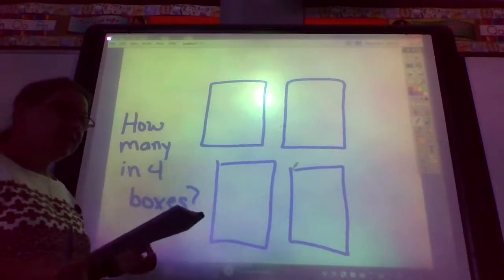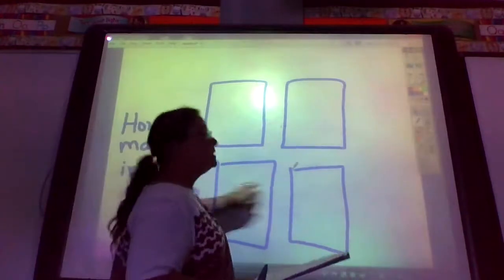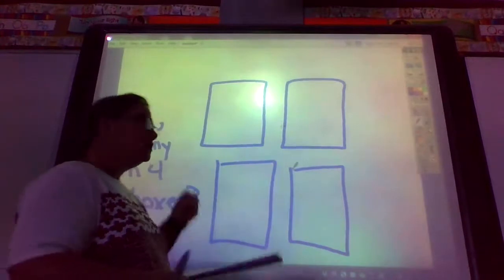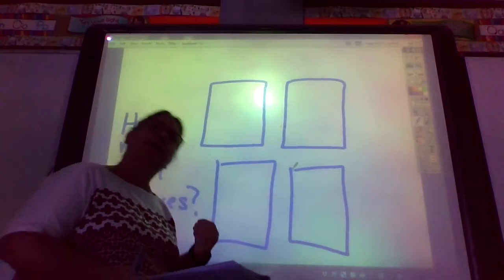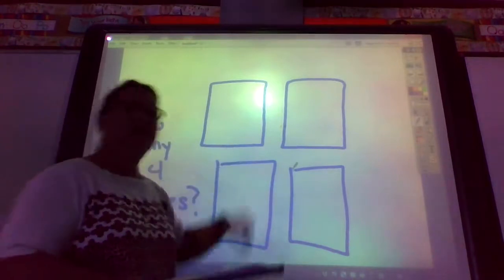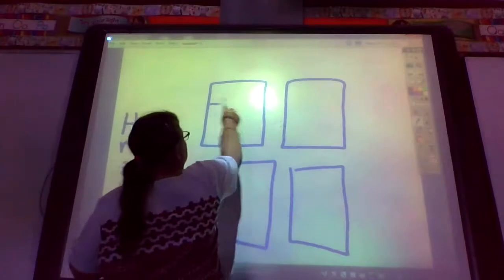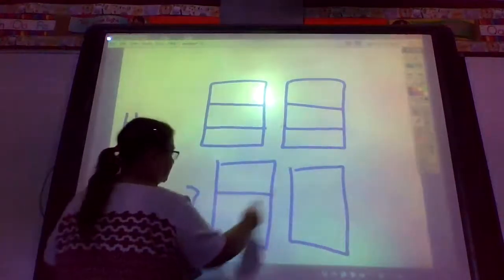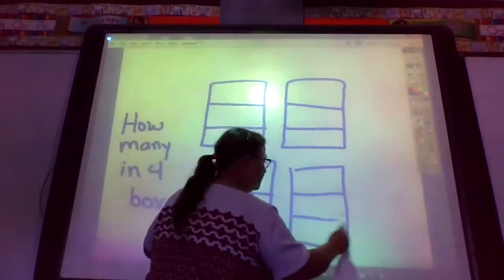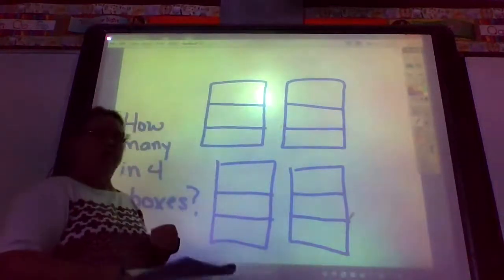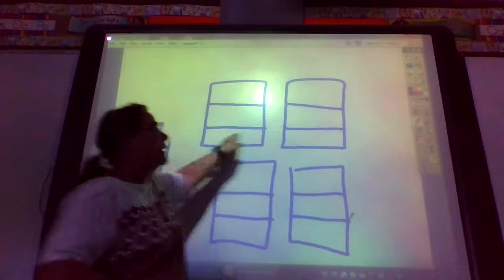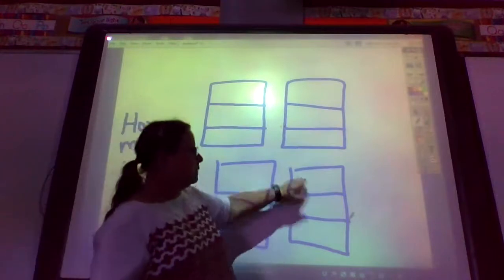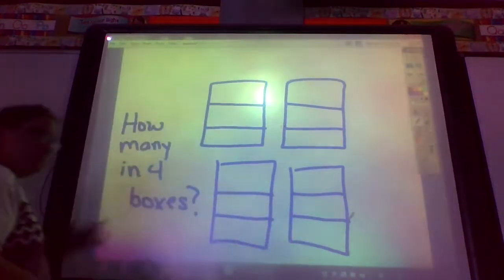Okay, it says each one of these cracker boxes had 3 smaller packs. Each one had 3 packs. So I need to divide my squares into thirds. I'm going to make each one have 3 parts. I'm making them into thirds because it said each box had 3 smaller packs. 1 pack, 2 pack, 3 pack. Okay, so they're all inside.